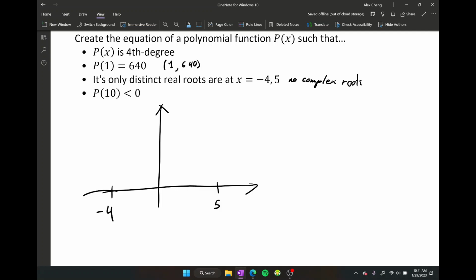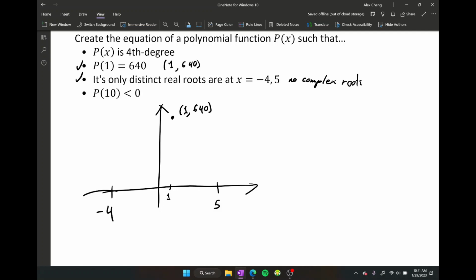Well, I also know that p of 1 is 640. So when I graph, say 1 is right here, then I'm way up here at 640. 1, 640. Okay, so at this point, oh wait, sorry, hang on. Okay, I just checked that I was recording correctly, which I think I am. Okay, so that's that. I've checked off this part. I've checked off this part, at least in my drawing. I know that p of 10 is less than 0.